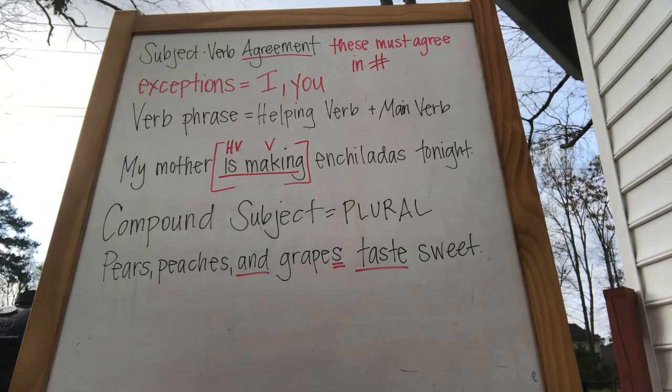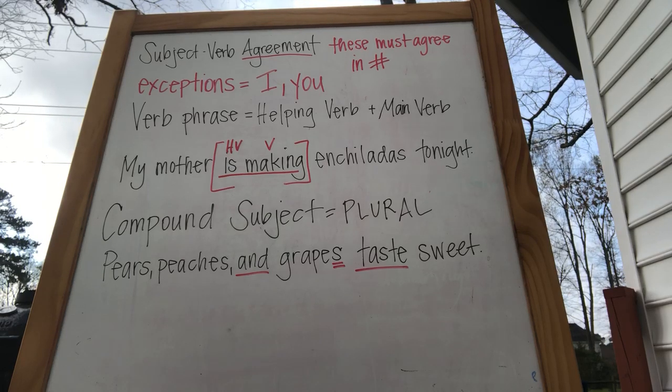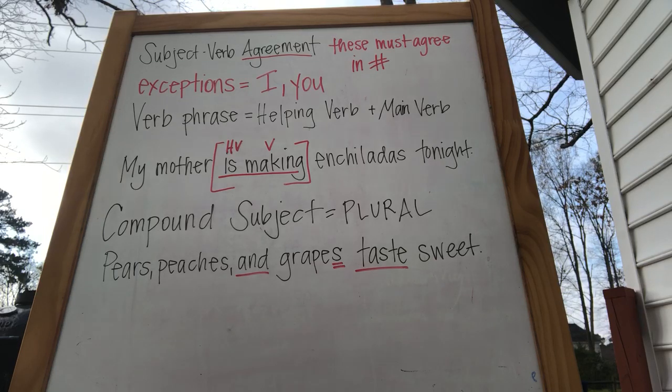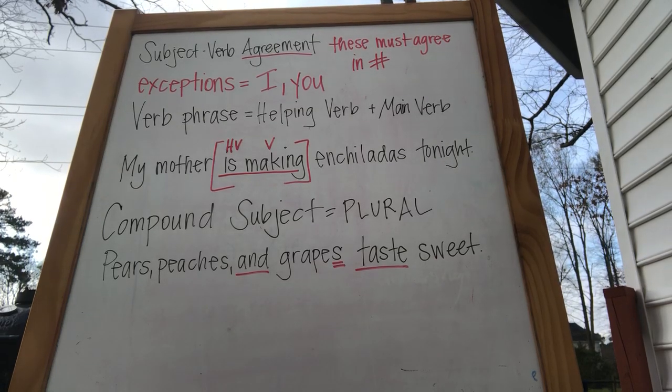And like I said, when we're looking at this, we're still working on the subject-verb agreement, but our subject and verb will be the subject and the helping verb. So if I said my parents, that is plural, my parents are making enchiladas tonight. So the helping verb is what would be in agreement with our subject.